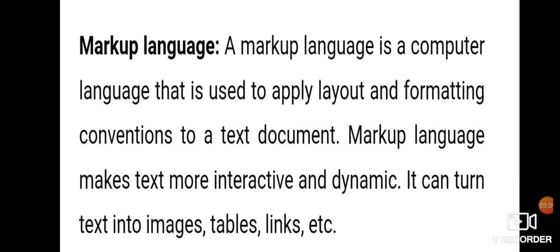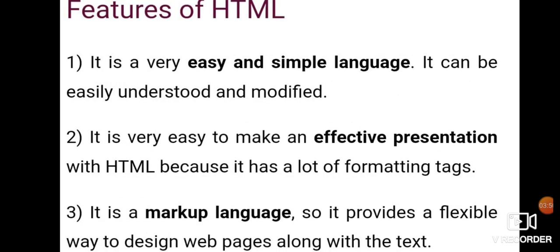Markup language is used to apply layout and other formatting features to make it look more interactive, more dynamic, and add more formatting features to our text. It can turn text into images, tables, links, etc. So through the markup feature, we can add formatting features, styles, and other interactive and dynamic features to our web page. So hypertext markup language is a language which is used for creating static as well as dynamic web pages.